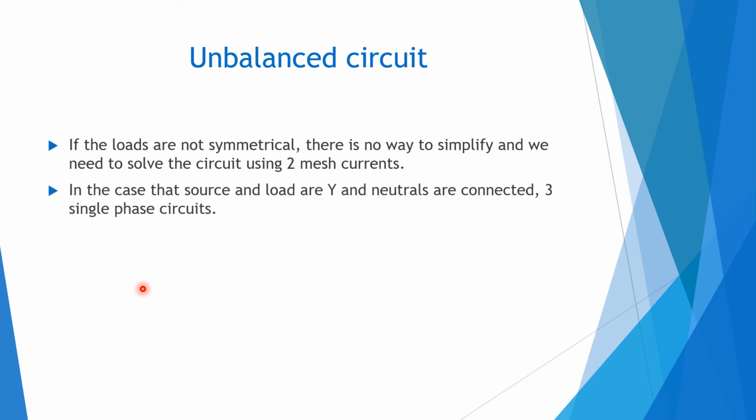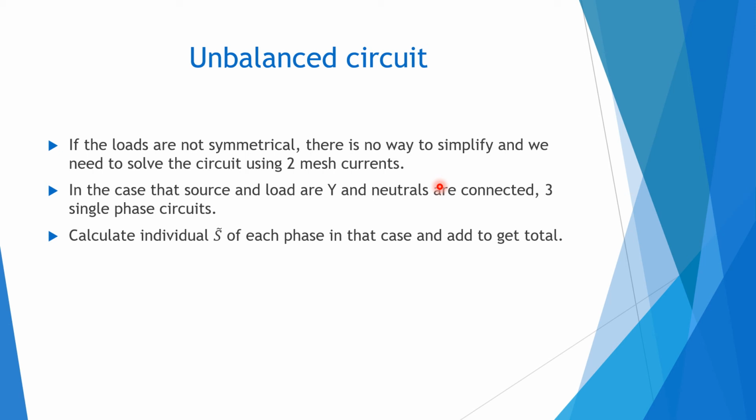That's all. You could simplify it for the case that both the load and the source are star connected and I've joined their neutrals using a conducting wire. In this case, it turns into three single phase circuits and that little wire in between is carrying all the current back from the load to the source. In such a case, if you wanted the total S, you could simply calculate it for each phase individually and then add to get the total.